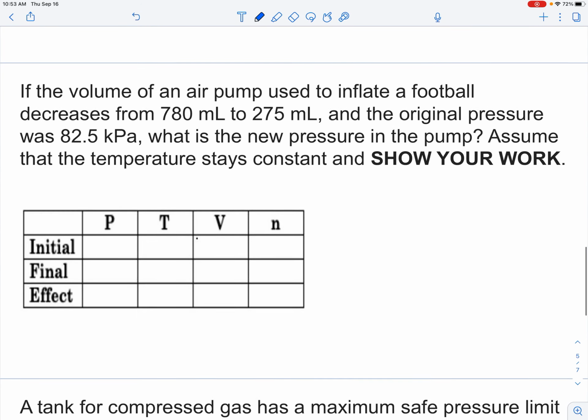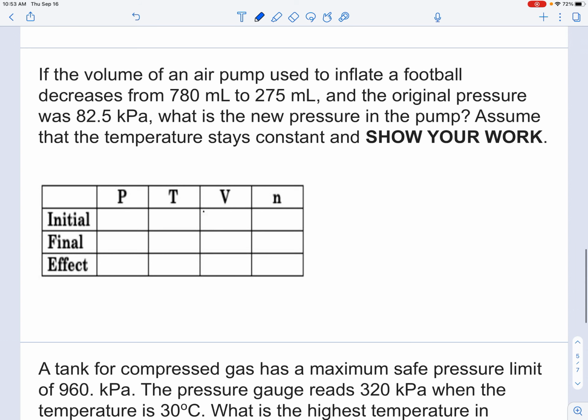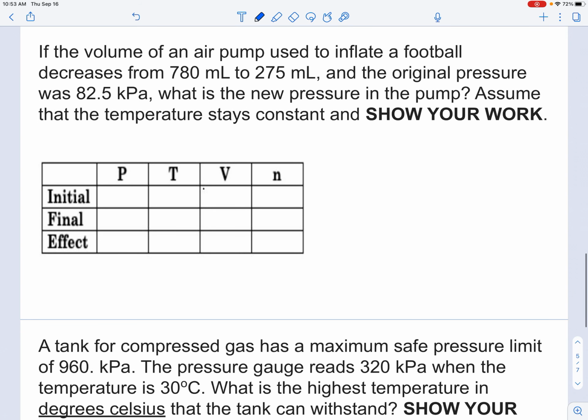Let's look at the next one. If the volume of an air pump used to inflate a football decreases from 780 to 275, so we'll put 780 there as our initial volume, 275 as our final, and the original pressure was 82.5, what is the new pressure? So we want our final pressure. Assume temperature stays constant. They don't talk about the amount of gas changing, so let's assume that's constant as well.